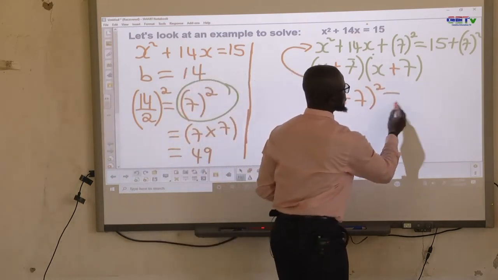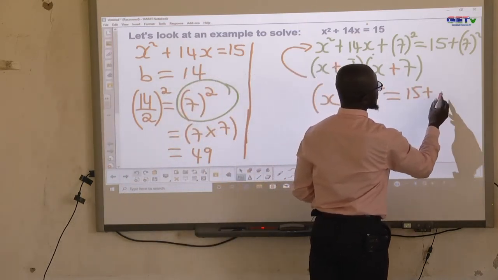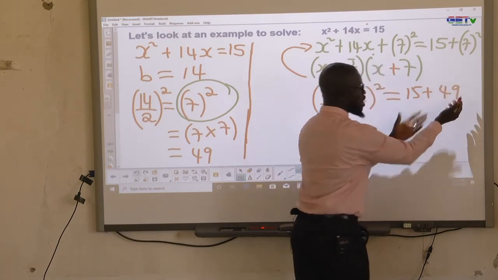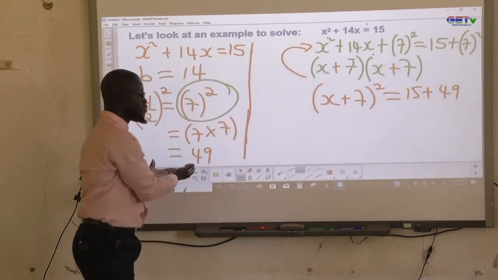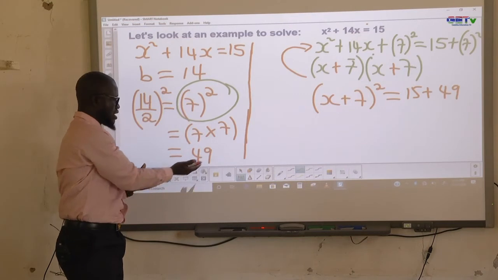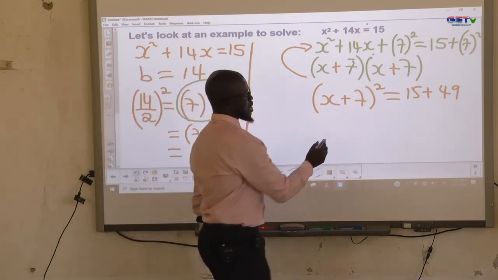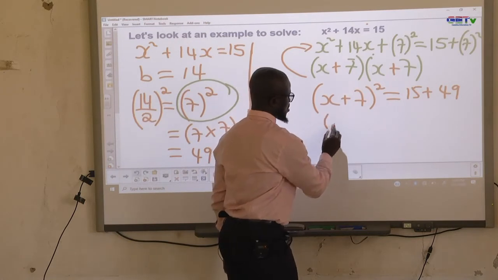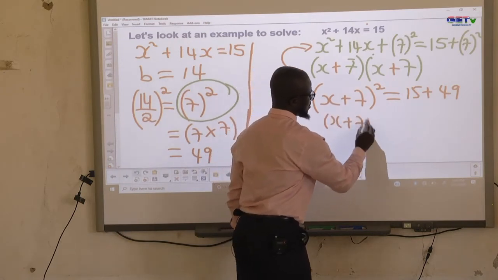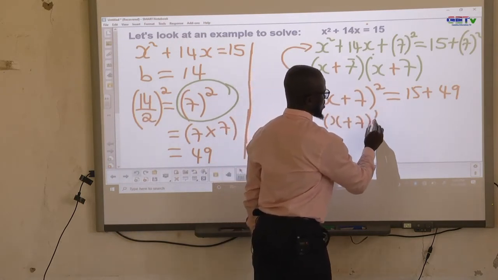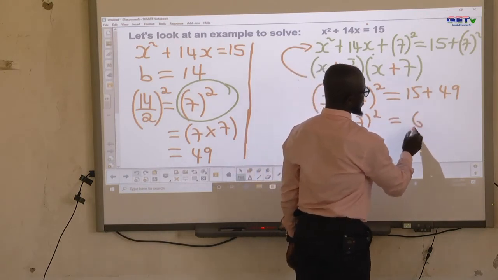So this equals 15 plus 49. How do we get that 49? Remember, we did simplify something here, and the result we got was 49. Our next rule is we have x plus 7 all squared equals 64.